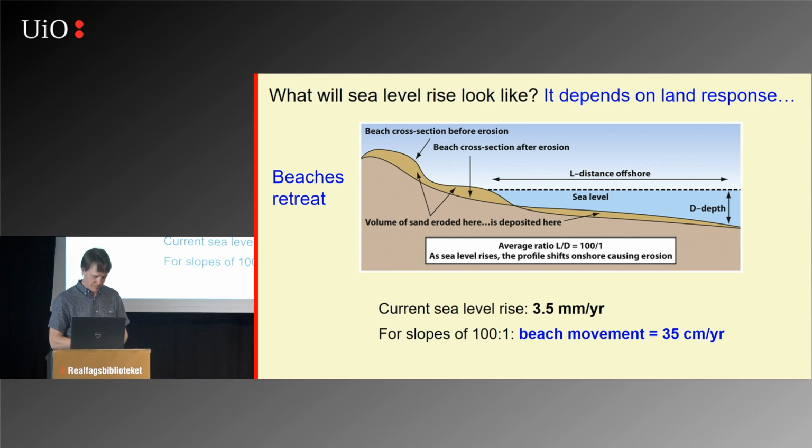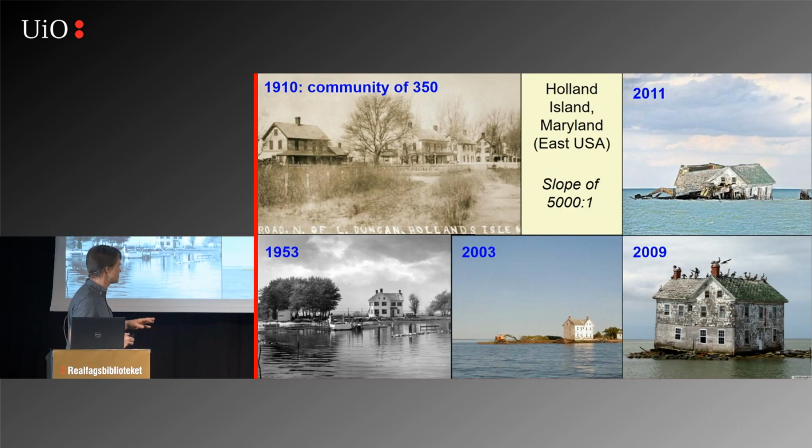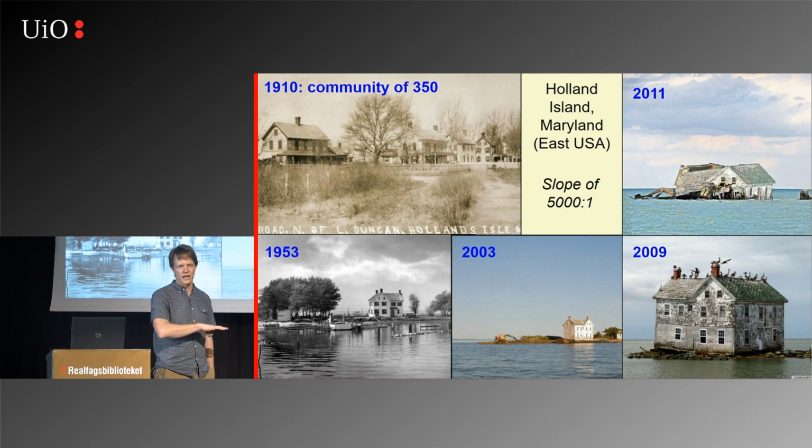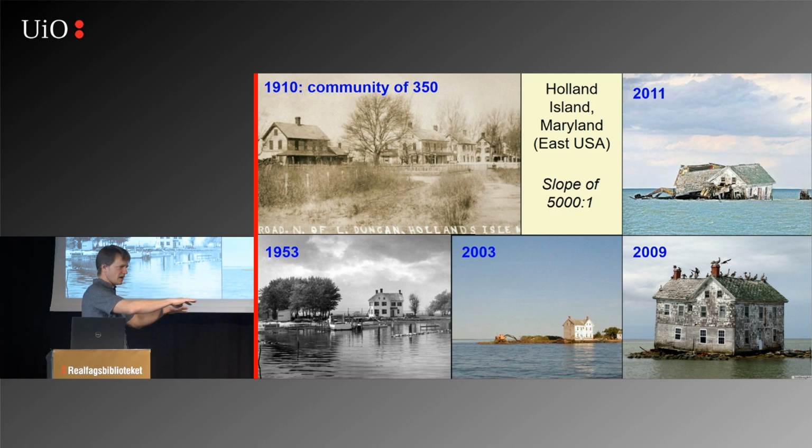I'm going to show you a picture of a place where this actually happened, and some of this is due to subsidence of the land, which accelerates the sea level rise. This is Holland Island in Maryland on the east coast of the U.S. The slopes there are not 100 to 1; they're more like 1,000 to 1 or 5,000 to 1, so it's very, very flat. So any kind of sea level rise or subsidence of the land is experienced quite strongly.